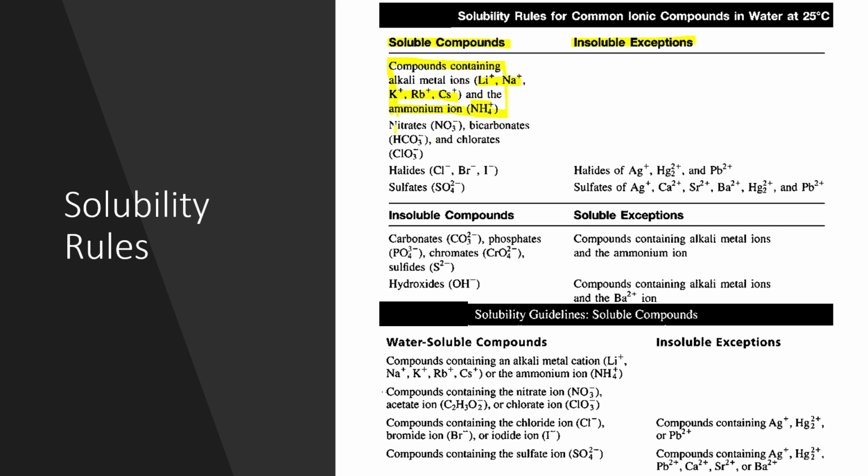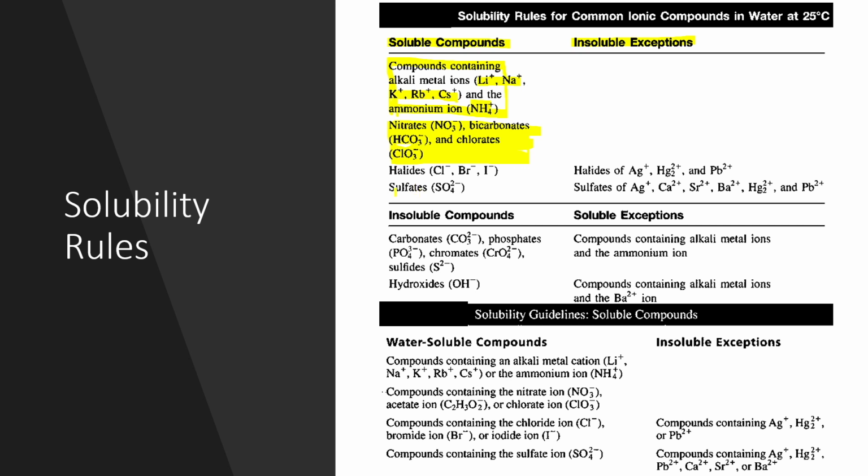The second aspect that you may want to look at is coming from here. Nitrates. Over here, we find that if the ionic compound has the negative ion or the anion is a nitrate, a bicarbonate, or a chlorate, again, all of these compounds will always be soluble in water.